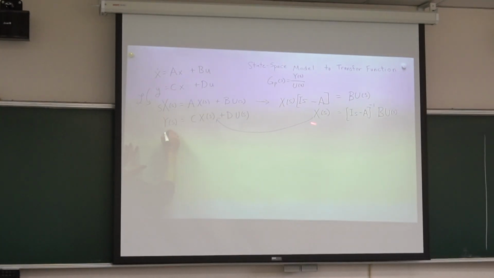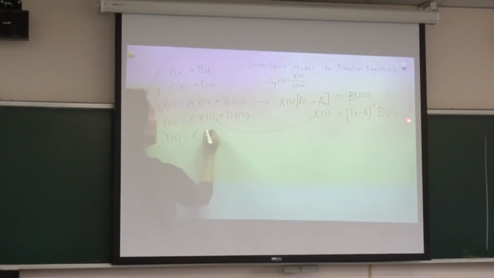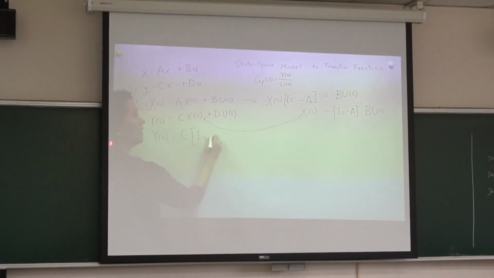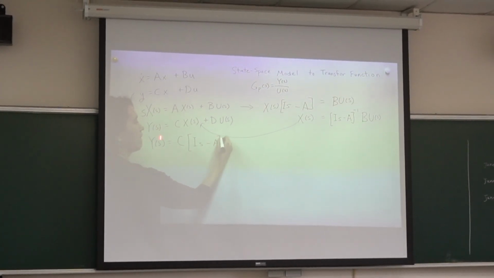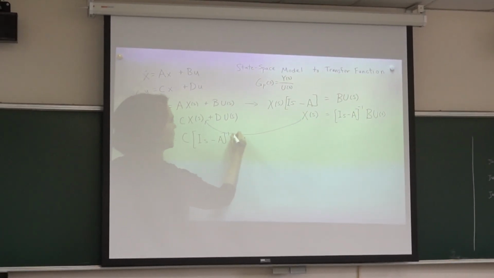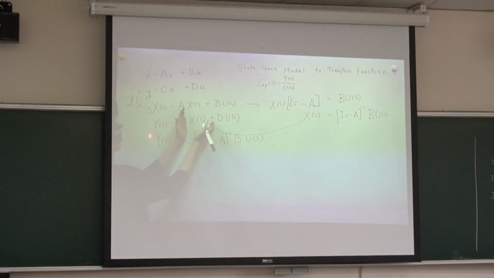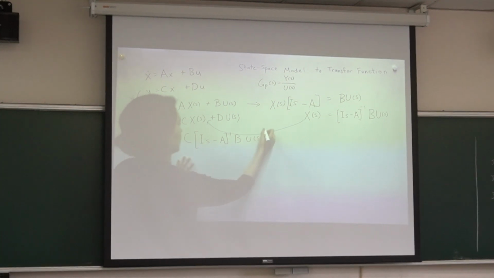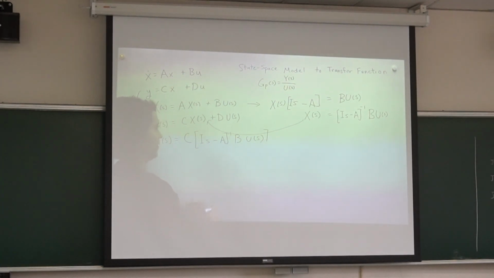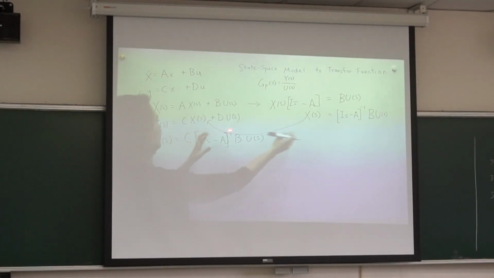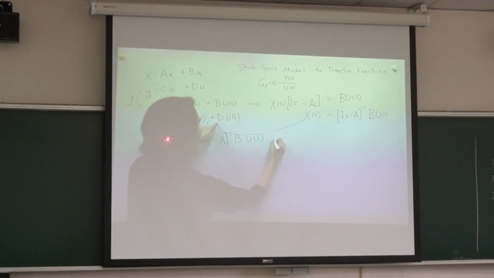Then we found the state X of s is related to the input U of s, so Y equals C times the inverse of (sI minus A) times B times U of s. This whole quantity is the input. Then we substitute x in here, and now we have output equals this plus D times U of s.